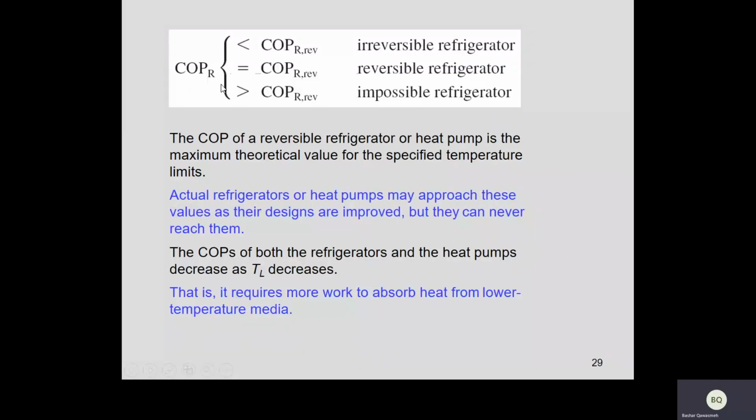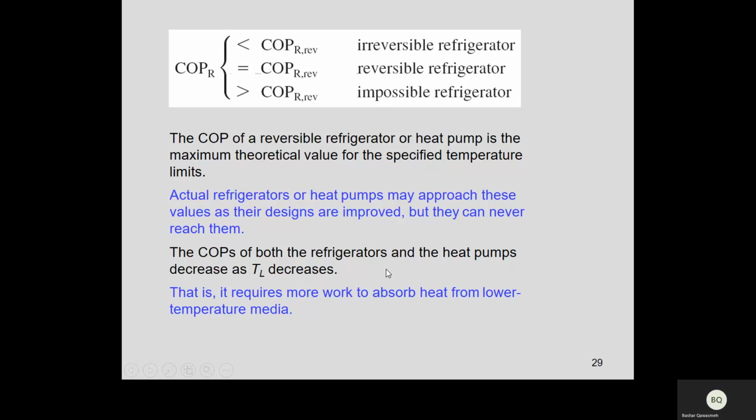Okay, here the COP, the coefficient of performance for the refrigerator, and this may also apply to the freezer, the heat pump, the air conditioner, has these two possible options, while the third option is impossible. It can be less than the COP of a reversible one, and in this case this device is irreversible, or equal to the reversible COP. In this case, it's a reversible device. Or greater. In this case, it's impossible.